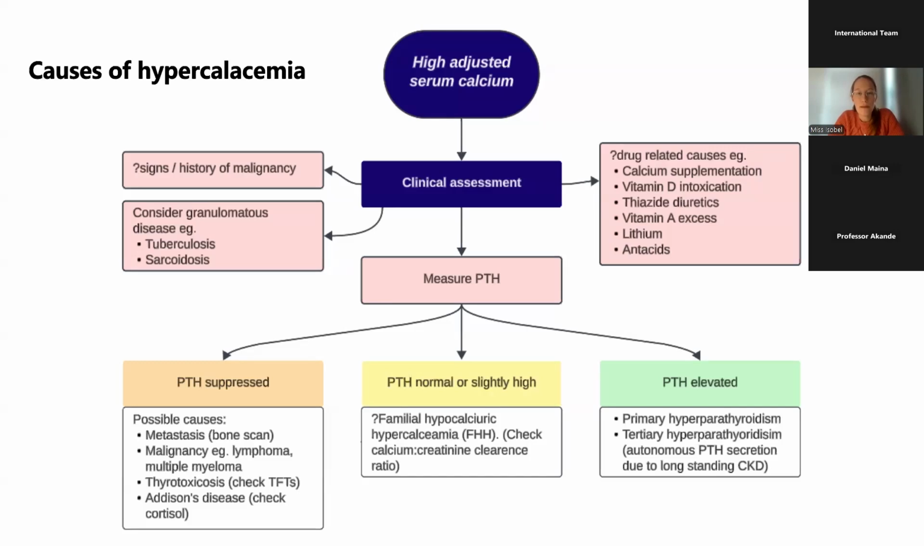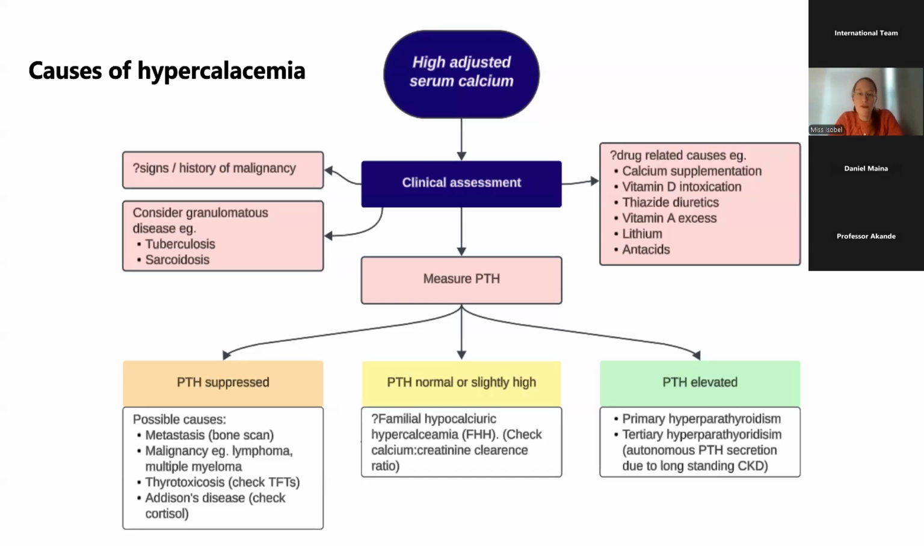So the next thing to do is to measure the PTH. If the PTH is suppressed, then the possible causes are metastasis, so you might need a bone scan to have a look. Malignancy, other types of malignancy, possible lymphoma or multiple myeloma. Thyrotoxicosis can cause hypercalcemia, and Addison's disease can also cause hypercalcemia.